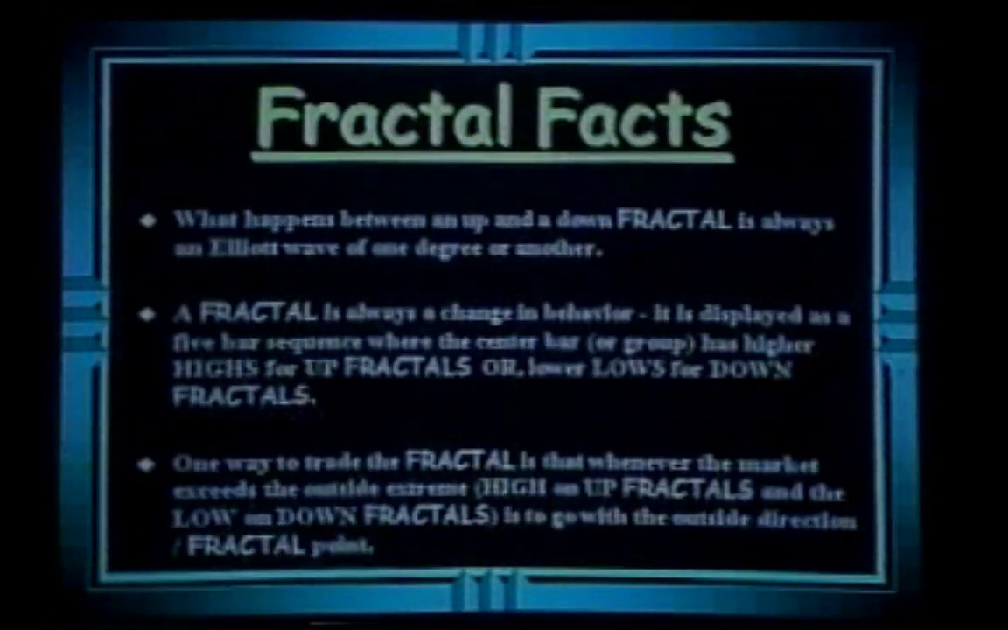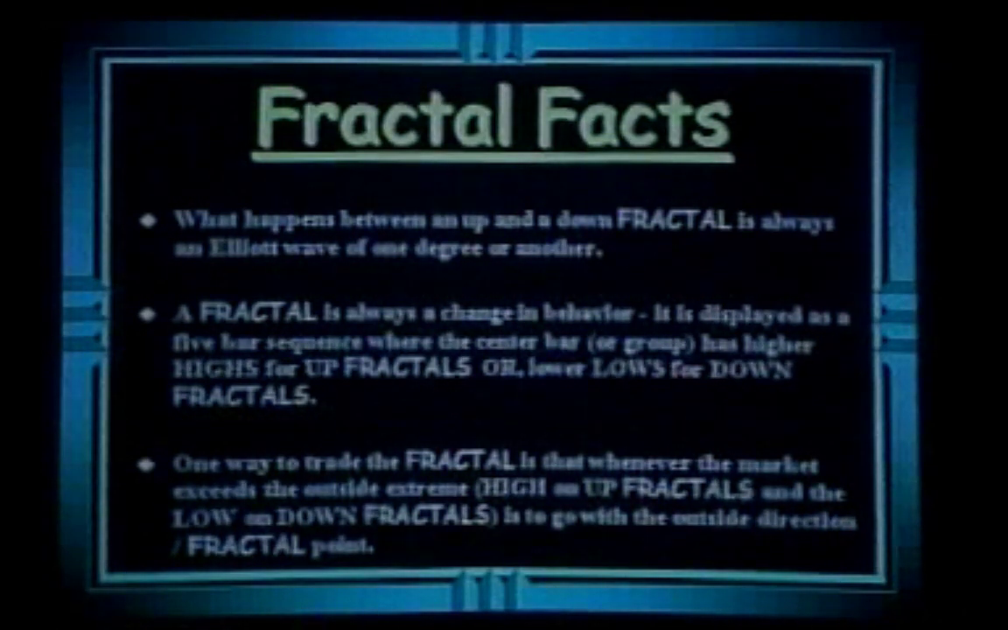So let's review again the fractal facts. The fractal facts are that, first of all, what happens between an up and a down fractal is always an Elliott wave of 1 degree or another. A fractal is always a change in behavior. So when you decided, for example, to buy this course, that was a fractal. When you decide to call the broker to put in a buy or a sell, that's a fractal. When you decide to get out of a trade, that's a fractal. That's an easy to determine fractal because we all get out of a trade at that exact point where losing $1 more is more painful than saying we were wrong to be in the trade.